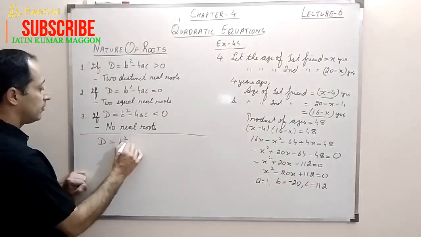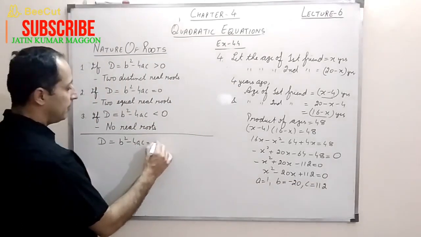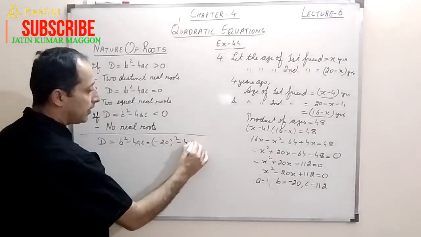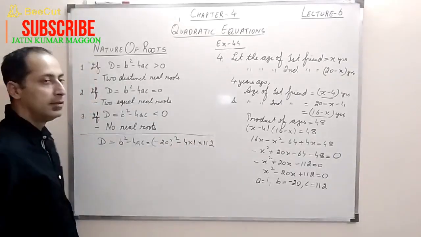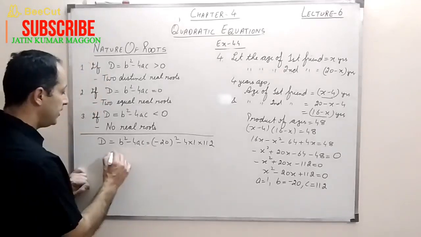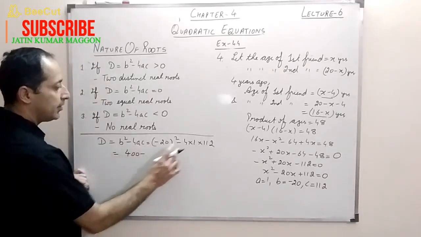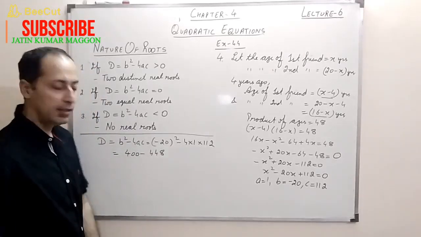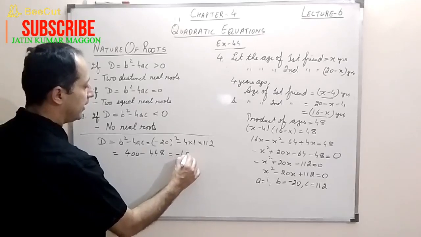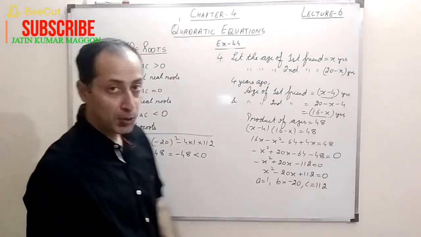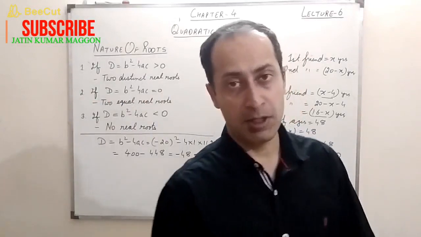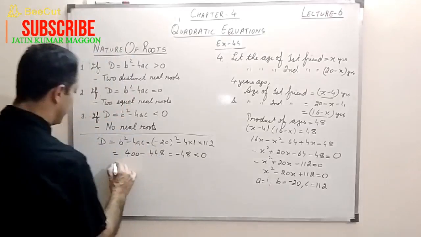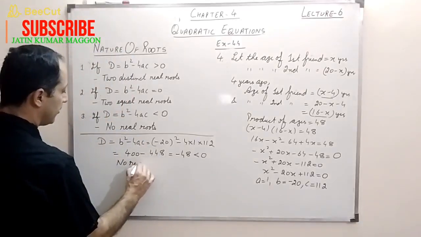So we find the discriminant. Discriminant is b square minus 4ac. We substitute the values: minus 20 square minus 4 into 1 into 112. Right? So square of 20 is 400 minus, you multiply these two, you get 448. And obviously the result is minus 48, less than 0. So it means no real roots. So whatever the condition is given to us, that is wrong. That condition cannot be possible. So we write no real roots.